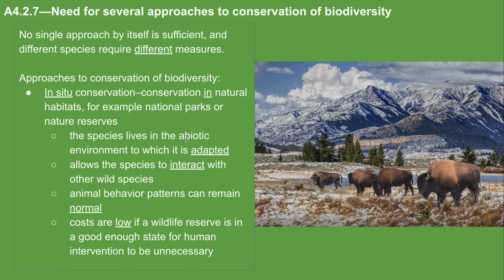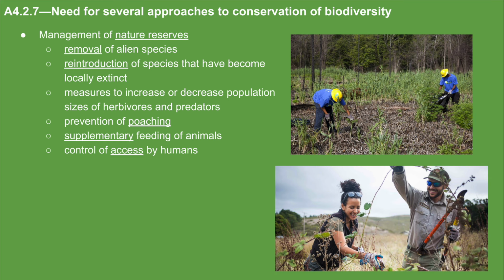This species lives in that abiotic environment to which it is adapted, so it has the right amount of water, the right temperature. Okay, it allows the species to interact with other wild species, so it's in its normal place in the food web. Animal behavior patterns can remain normal, and costs can be low if a wildlife reserve is in a good enough state for human intervention to be unnecessary. So this is really ideal, but sometimes it's not possible.